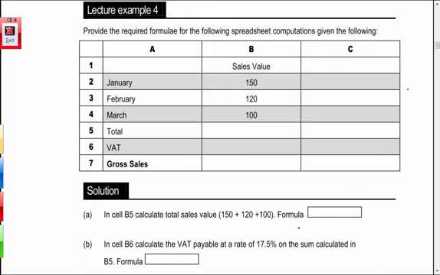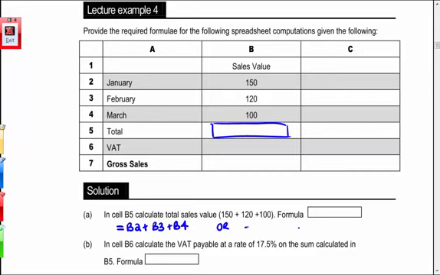In example 4 then, we're going to be required to write the formulae for some simple calculations in this spreadsheet showing the sales value for 3 different months. So in cell B5 then, which is this cell here, we have to work out the total of January to March's sales. Now we're not being asked simply to add them up ourselves and come up with 370, we have to come up with the formula. So we need to remember then to put the equal sign because we have to present it exactly as we would in Excel. So we want equals B2 plus B3 plus B4.